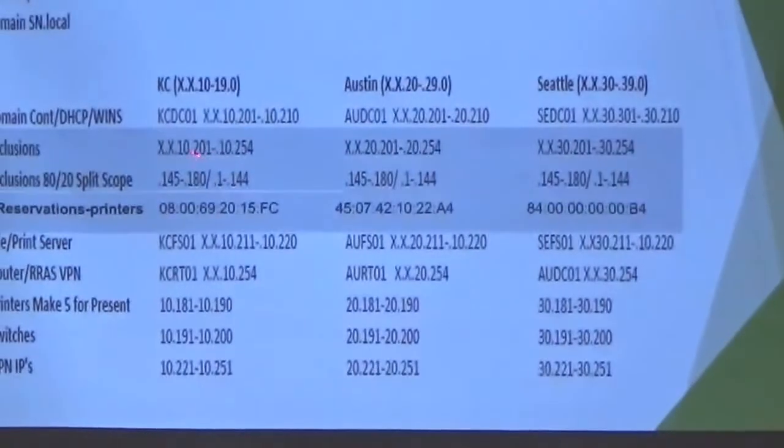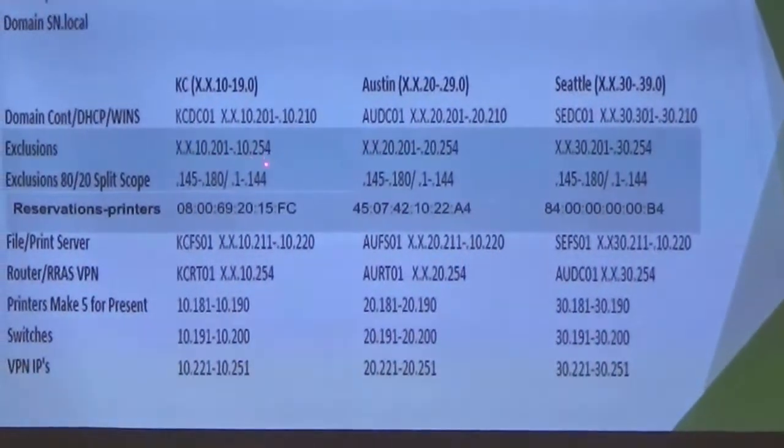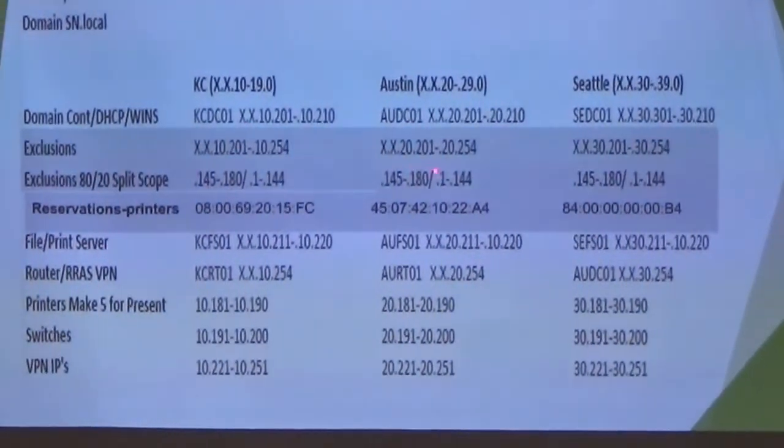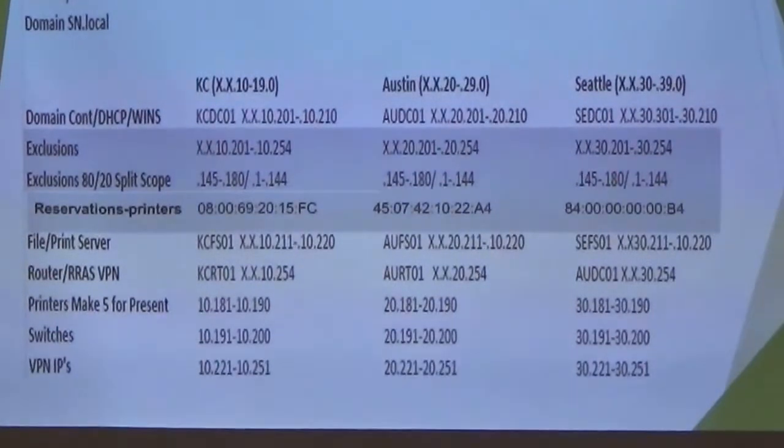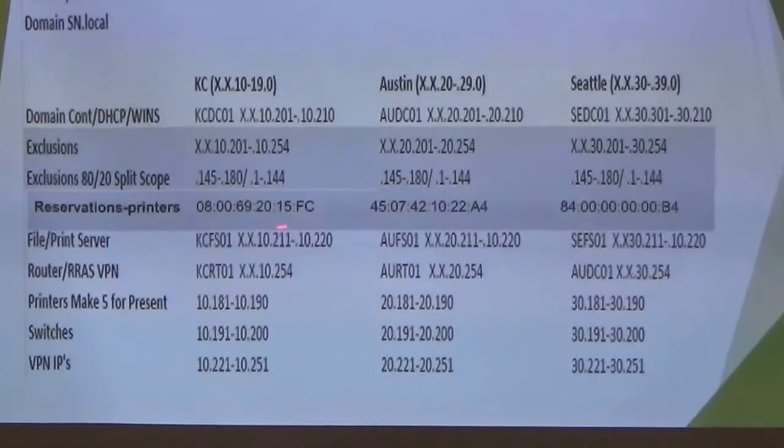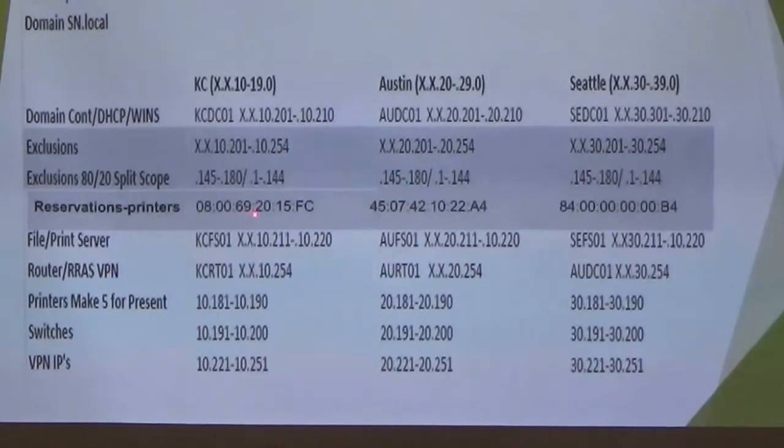Next is showing just a little bit of the exclusions that we had set up, as well as the reservations. Just a quick little breakdown showing you what we had set up on our system. The exclusions from 2.201 to 254 for Kansas City, Austin, and Seattle, as well as our split scope for each location, and then the printers, reservations, and MAC addresses.